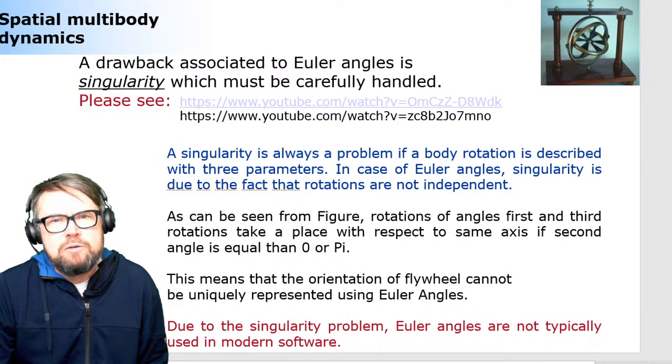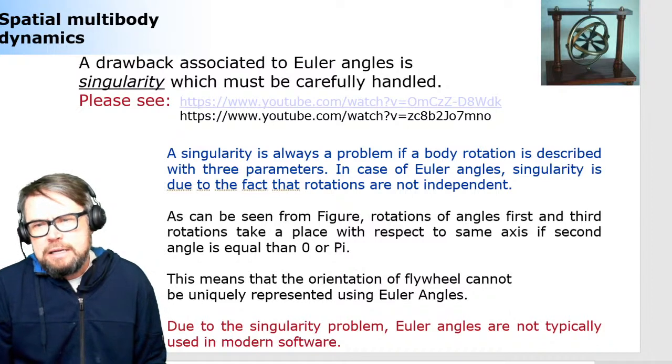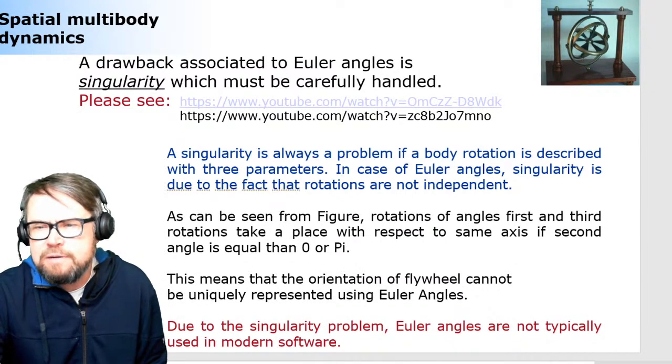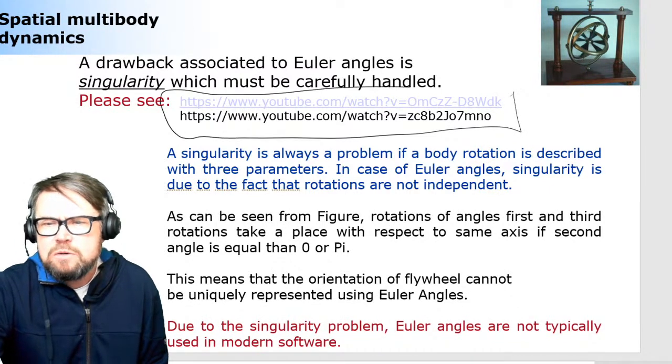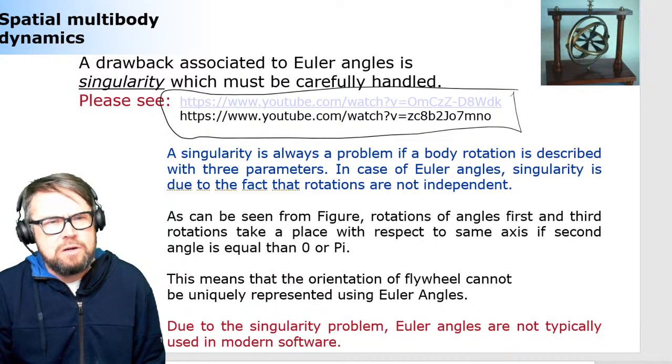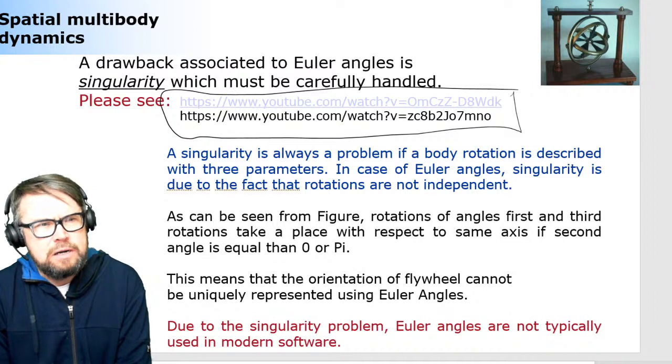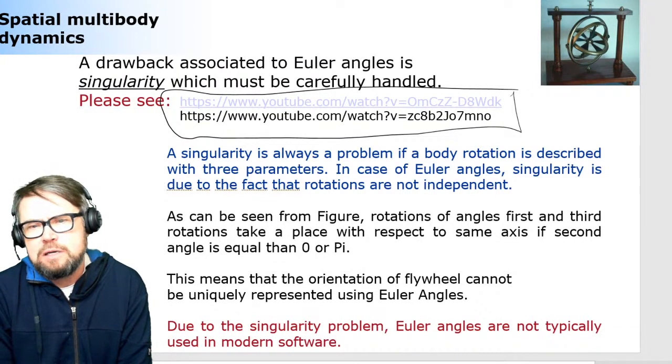Now, what are the most serious and most severe drawbacks of these Euler angles? It is singularity. There are several different YouTube sites which you cannot really copy here. So what I'm going to do is place those links on the Moodle site, so you can click these links and learn what these singularities mean and how you can handle them.